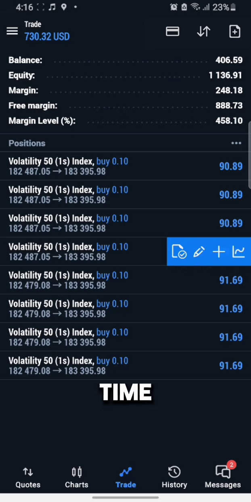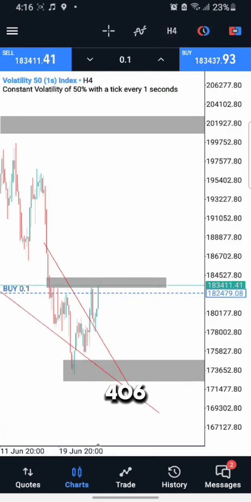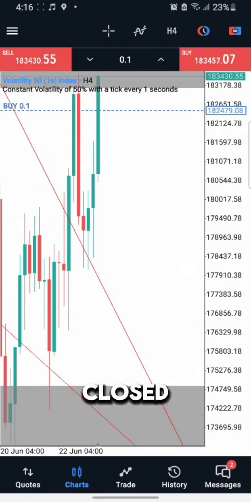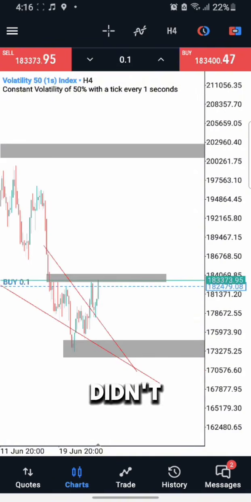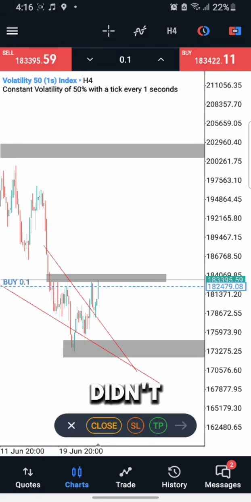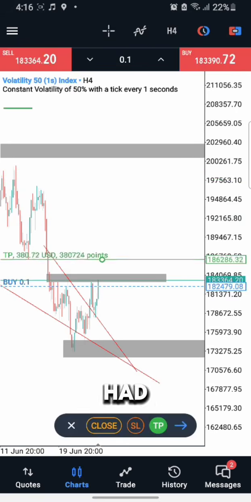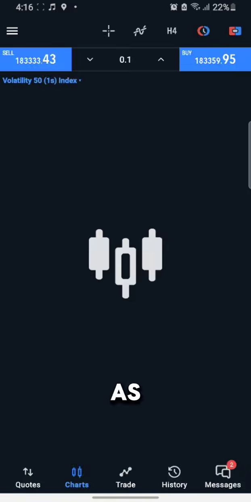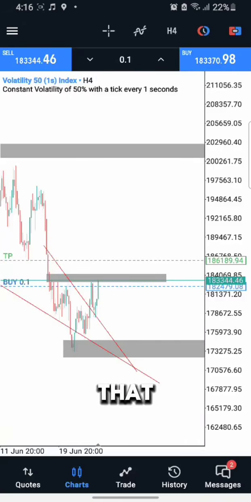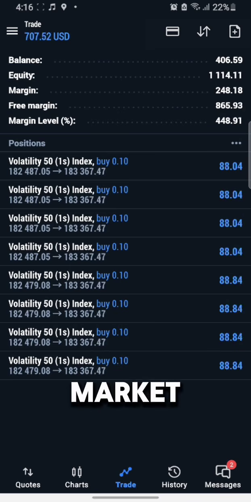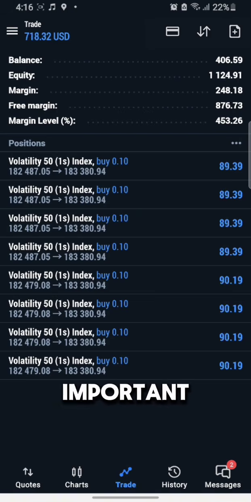And then after some time, as you can see, now our balance is in 406. So the market did a little bit of a retest, and it even closed some of my positions. This is why I didn't want to put a lot of positions, but however, we were lucky enough that the market didn't exhaust all the balances that I had. So it just closed a few positions, and then the market continued going up. As you can see, it's still the same position that I executed the market, and also if you can check the time, it's still the same time that I executed the market. So these are very important.